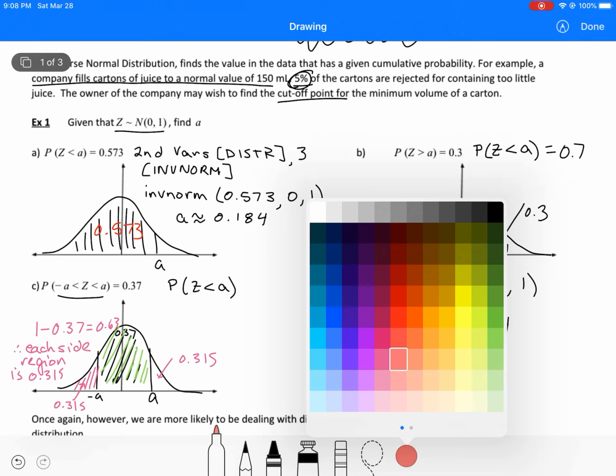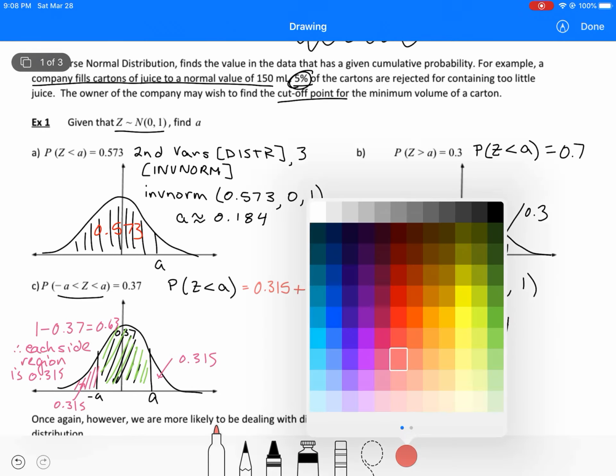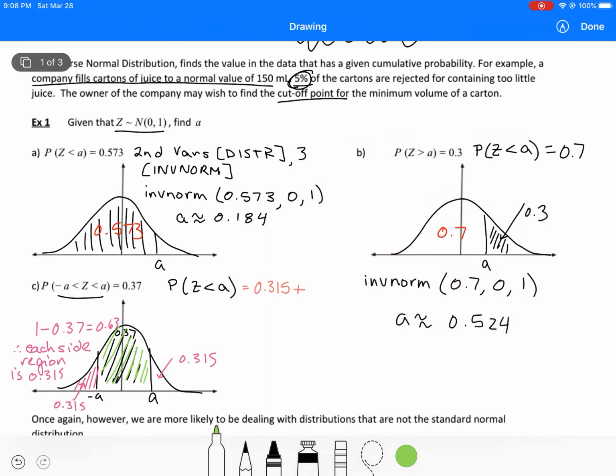So what we're going to do is take our pink area, 0.315, and add it to our green area, which is given to us in the question. That way, we have a statement that the probability that Z is less than A is equal to 0.685.